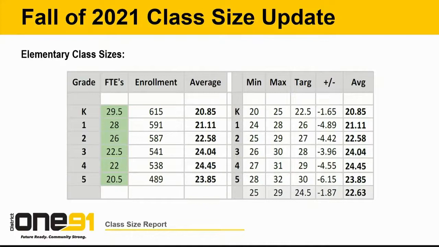The columns over to the right that talk about minimum, maximum, target, plus or minus, and then our average, these are the ranges per our grade level. Minimum for a kindergarten would be 20 students. Anything below 20 students, we start calling it a cool spot, okay? Anything above 25, we start calling it a hot spot. We'd like to end up somewhere in the middle across the district, and those are our target areas.